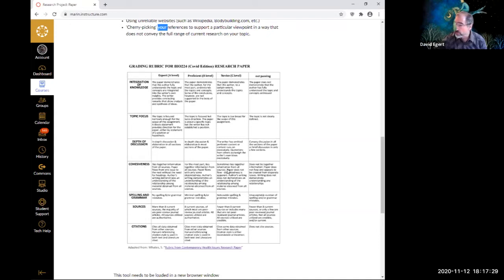So, spelling and grammar. You will lose points if you don't have good spelling and grammar, because the whole point here is communicating. Our library will help you with this. You might have friends who help proofread things for you, but do be advised that spelling and grammar actually are important. And then the sources and citations are important.